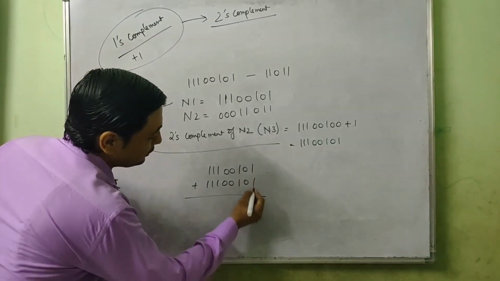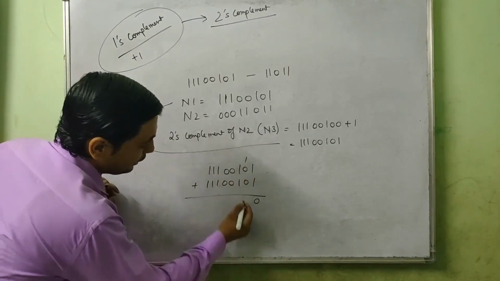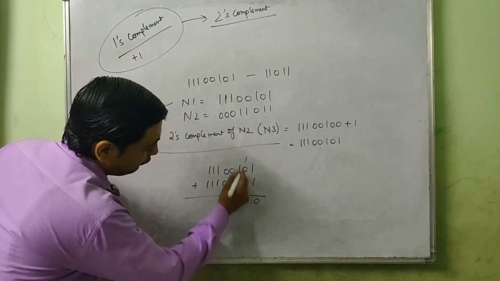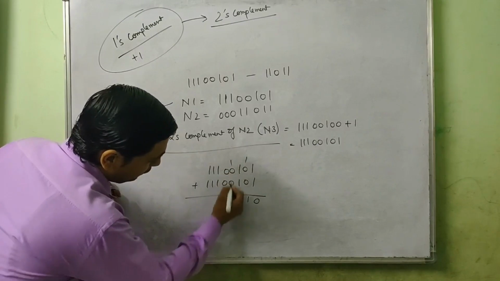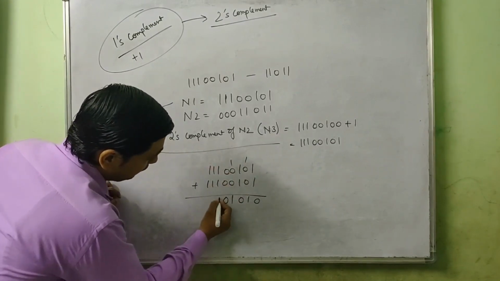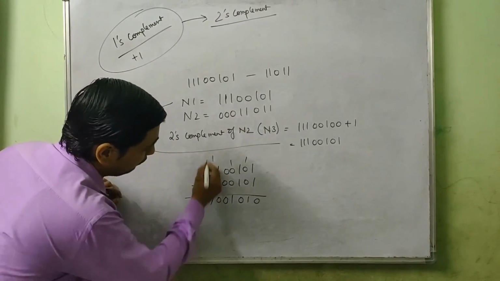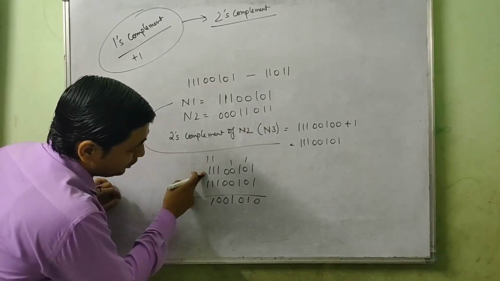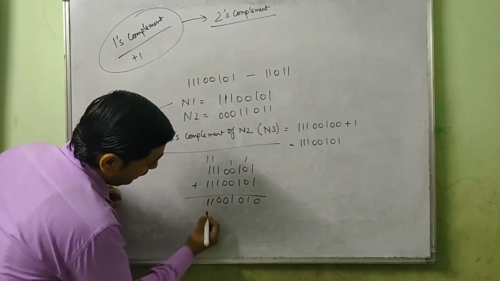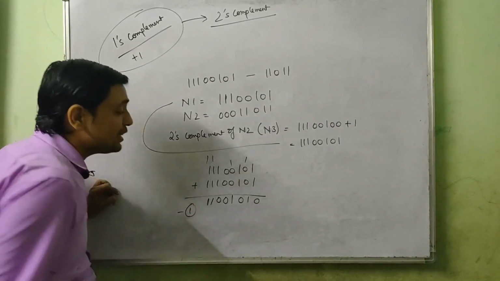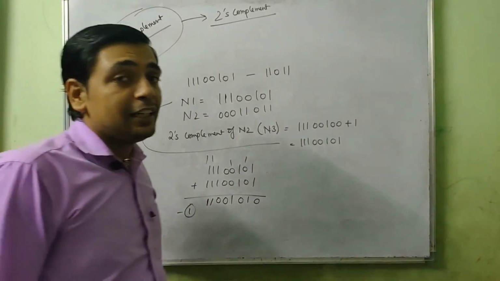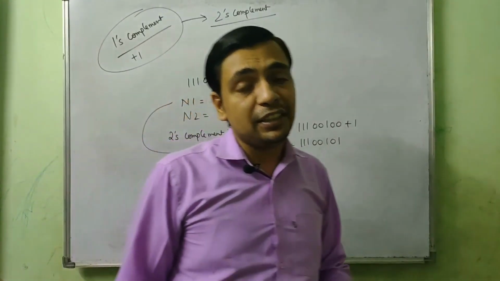1 plus 1 is 1 0. 1 will go carry. 1 plus 0 will be 1. 1 plus 1 is 1 0. 1 will go carry. 1 0. 1 plus 1 is 1 0. 1 will go carry. 1 plus 1 is 1 0. 1 0 plus 1 is 1 1. 1 will go carry. 1 plus 1 is 1 0. 1 0 plus 1 is 1 1. So 1 and 1 will go carry. So this carry is telling us this subtraction is giving you a positive result.